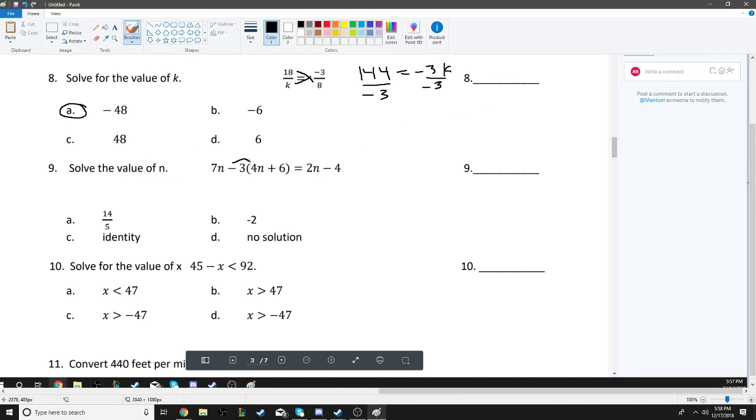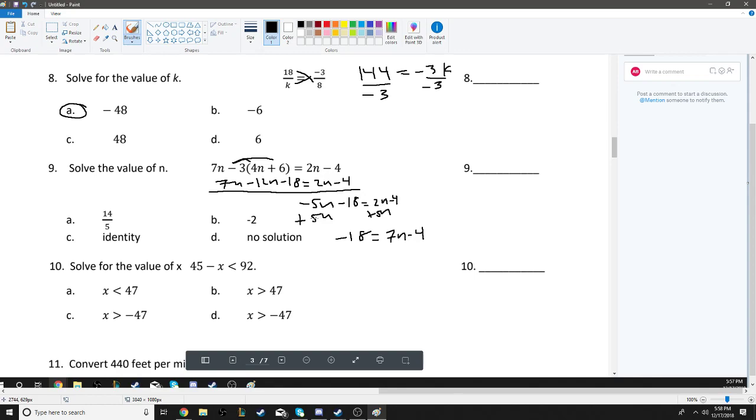9. First off, distribute. 7n minus 12n minus 18, because the negative distributes too, equals 2n minus 4. Next step, combine like terms. 7n minus 12n, that's a negative 5n. Minus 18 is equal to 2n minus 4, sorry, that's a 4. Next, we're going to add 5n to both sides. So we get negative 18 is equal to 7n minus 4.